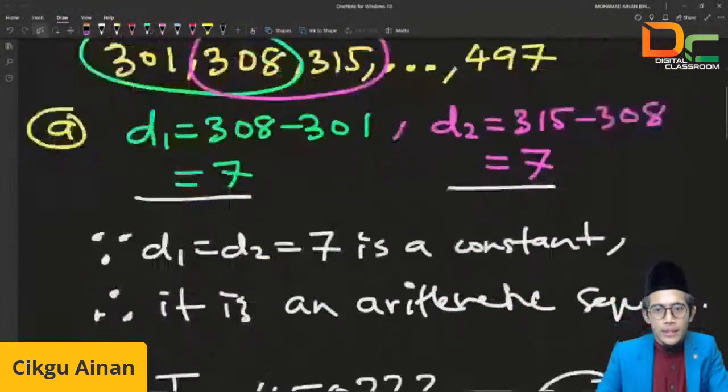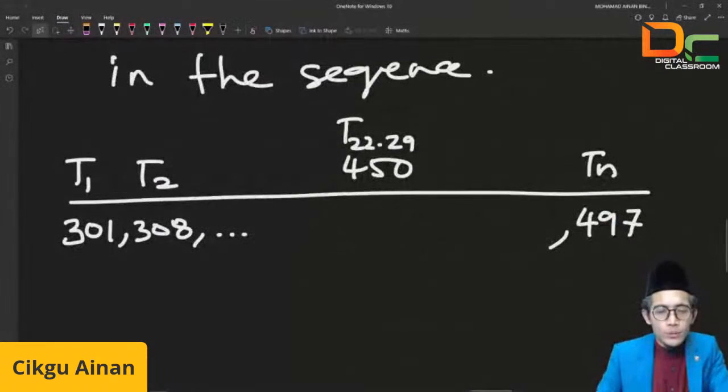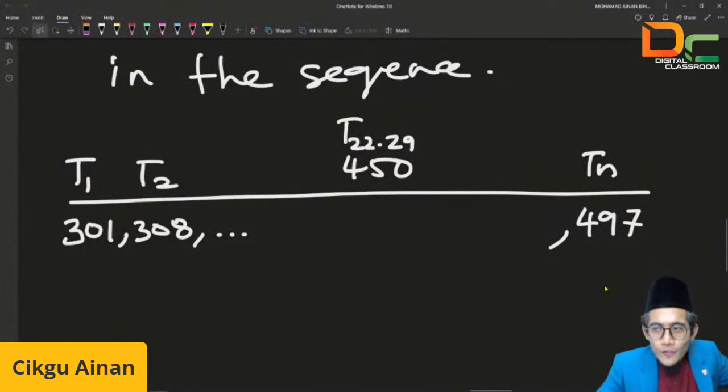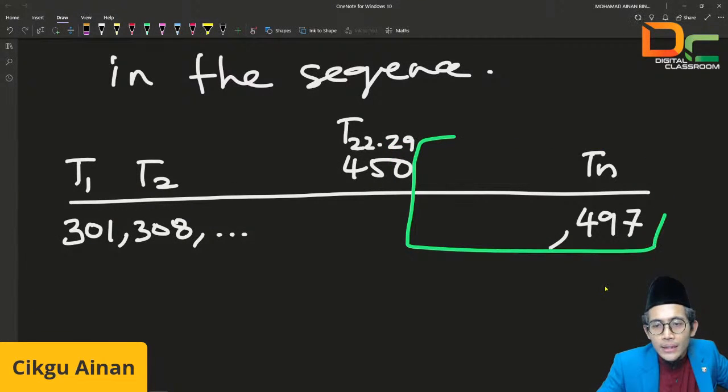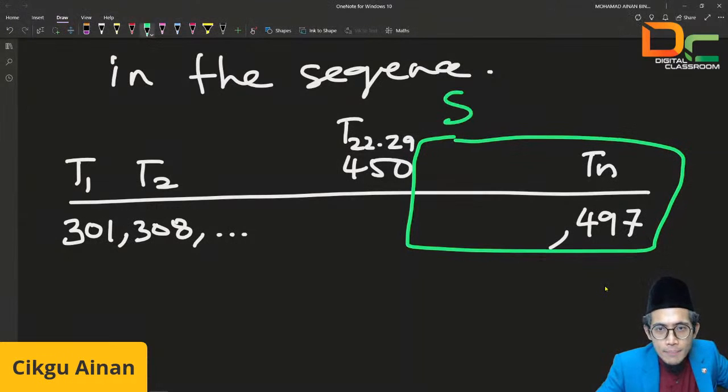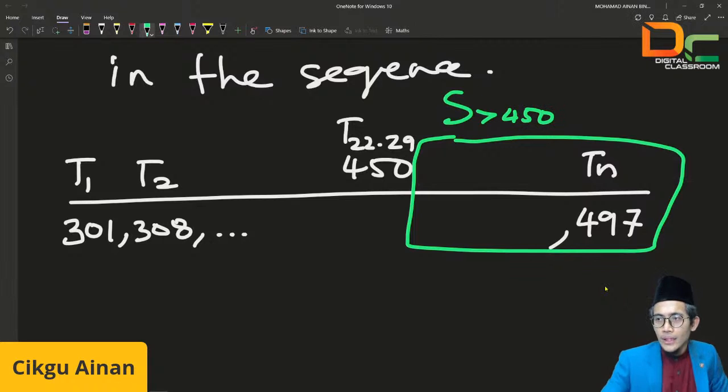Dia nak apa? Sum. Okay, kita tengok mana greater than 450 tu. Dekat mana? Right hand side over here. Okay, tapi tak masuk 5 tu. Saya buat macam ni. Ini yang kita nak. Sum of terms greater than 450. Okay, good. So in the sequence, this is what we want.